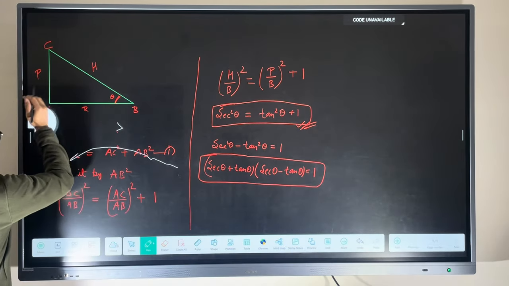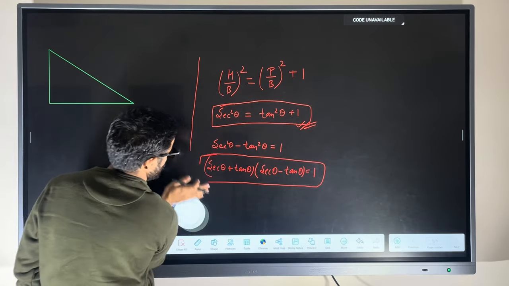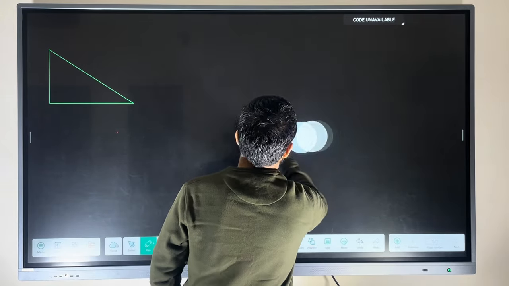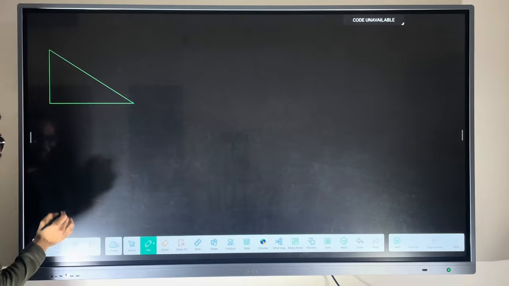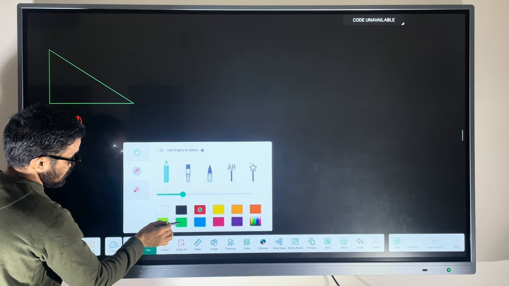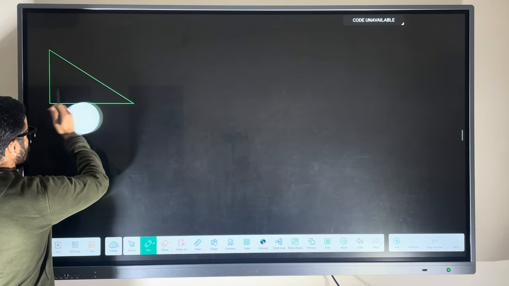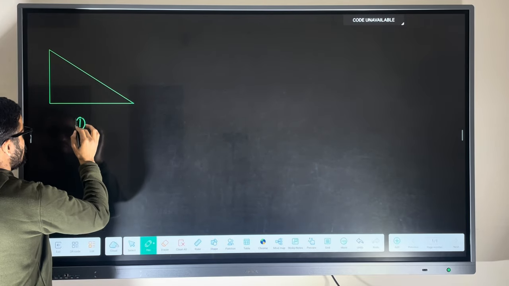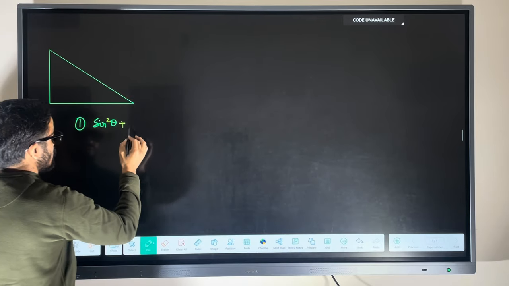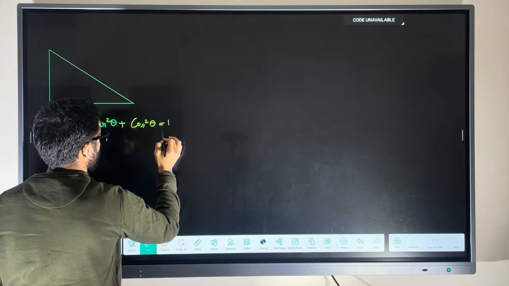So now let's revise it. We have derived three formulas. Now I want to write it on that sheet. We have derived three formulas. The first one is sin square theta plus cos square theta is equal to 1.